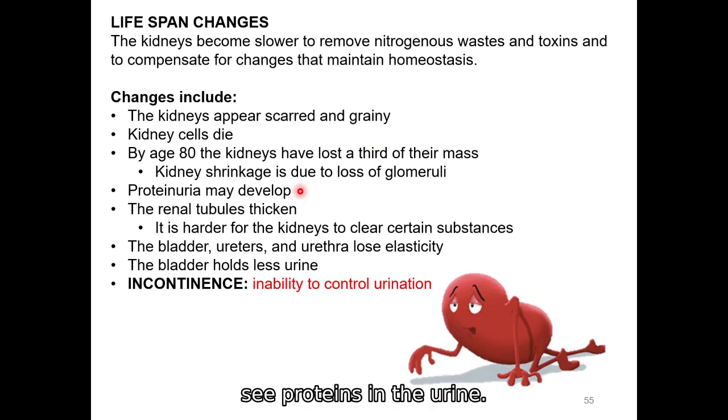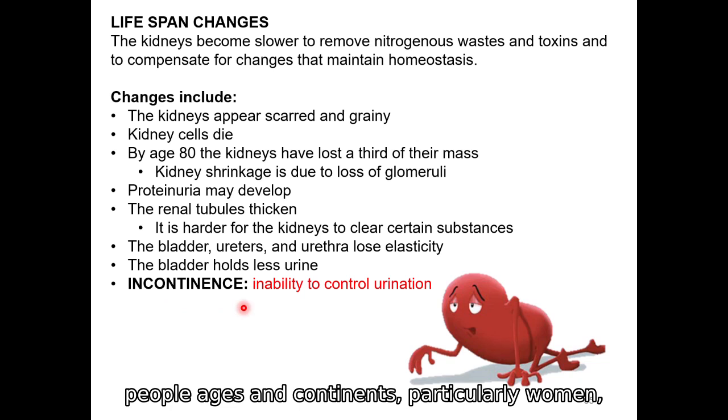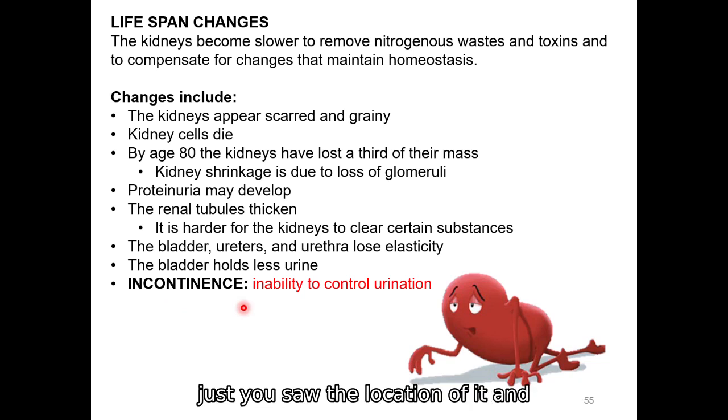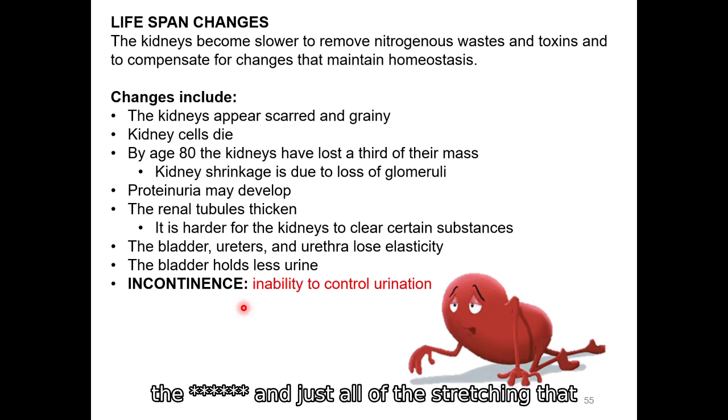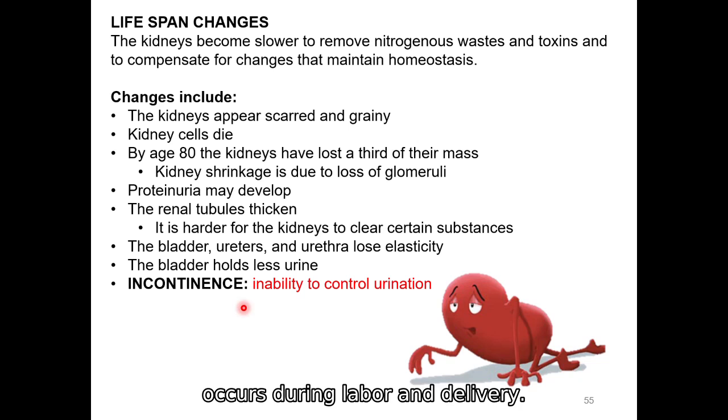Proteinuria, normally you should not see proteins in the urine. If you do, it should just be a trace. It's more common to see trace proteins in older people than younger people. Renal tubules are going to thicken, so it's going to be harder for that reabsorption and secretion. Everything loses elasticity, the bladder holds less urine, and the big thing that happens as people age is incontinence, particularly women. You saw the location of it, and imagine children exiting out the vagina and all of the stretching that occurs during labor and delivery. So incontinence is a failure of that external urethral sphincter.